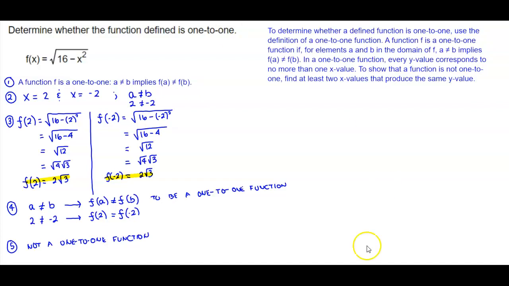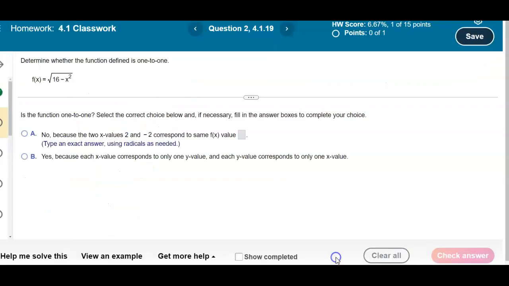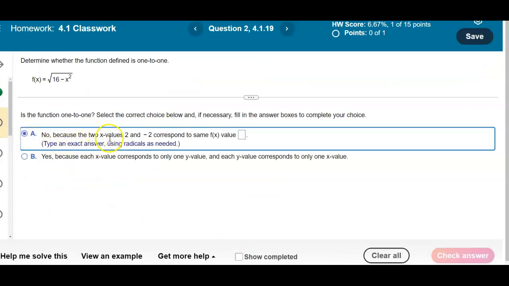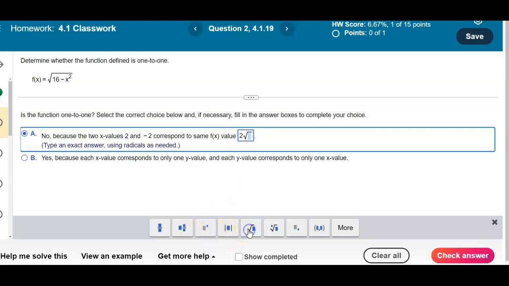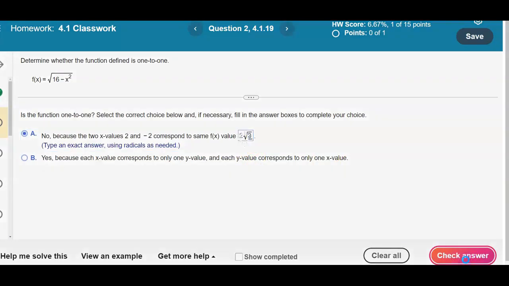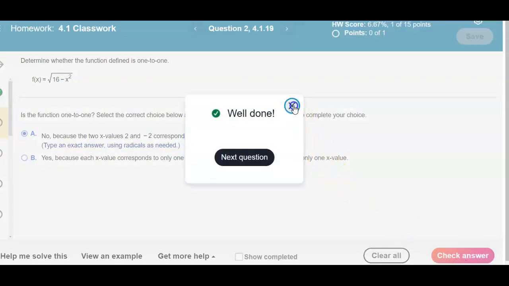Okay, so let's go ahead and take a look at our answer here. We would say no, because the two x values, 2 and negative 2, correspond to the same value. And it says type an exact answer and use radicals as needed. We end up getting 2 times the square root of 3. Check our answer. And there is our result.